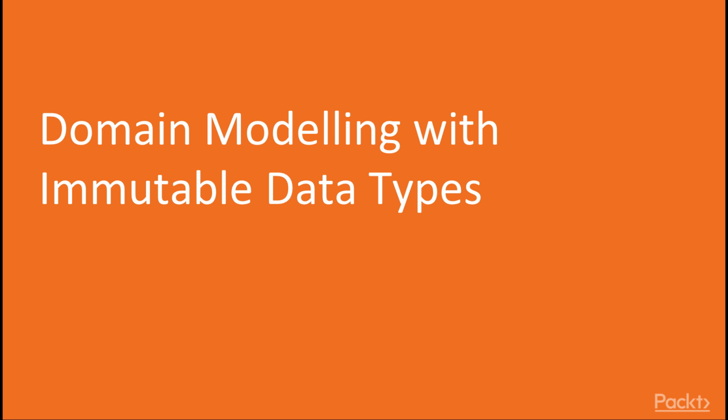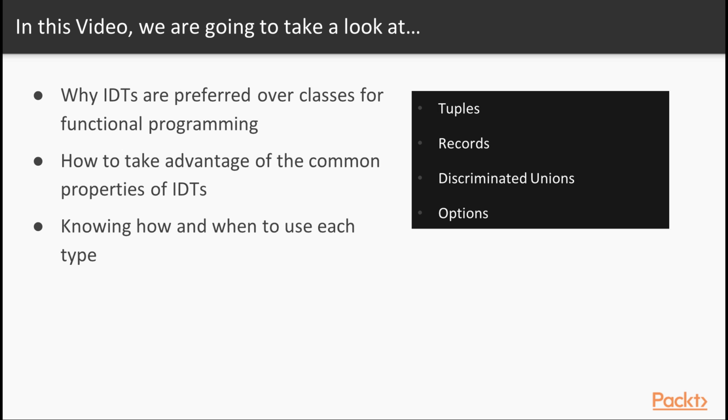Welcome to Domain Modeling with Immutable Data Types. In this video, I'm going to show useful ways you can model the problem domain with the four main kinds of immutable data types in F#: tuples, records, discriminated unions, and options. We'll discuss the advantages of using immutable data types in general and the special advantages of each type.